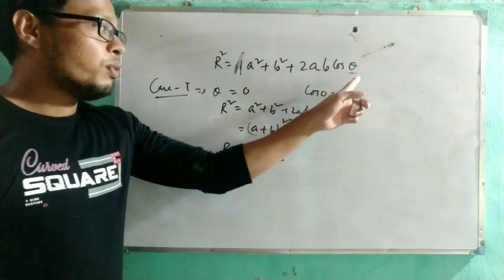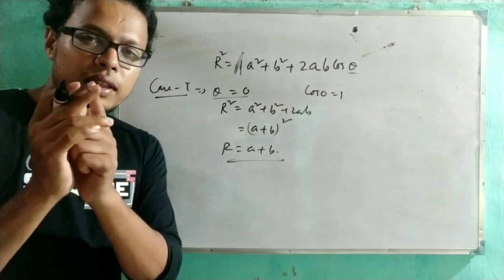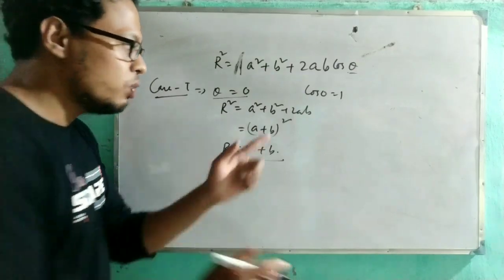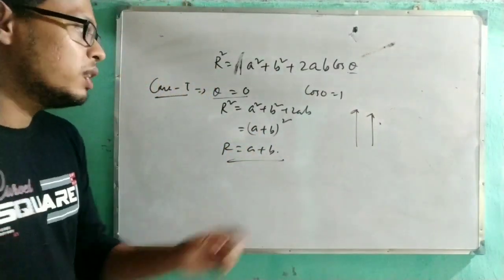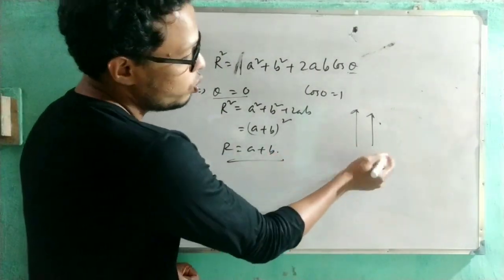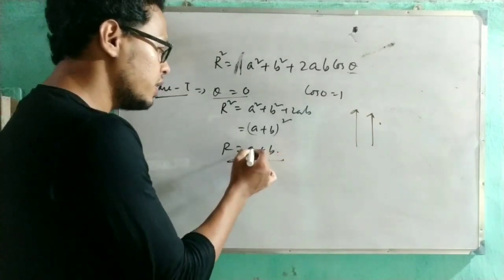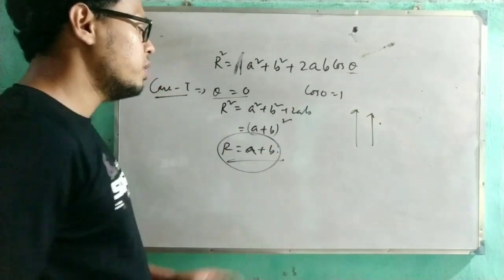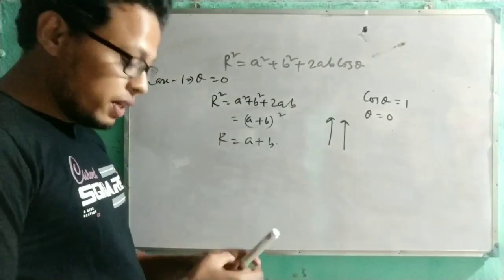So when theta equals 0, meaning the angle between the two vectors is 0, they are parallel. They are parallel vectors. So when the two vectors are parallel, or when the two vectors are represented in the same direction, then the resultant will give the maximum value.